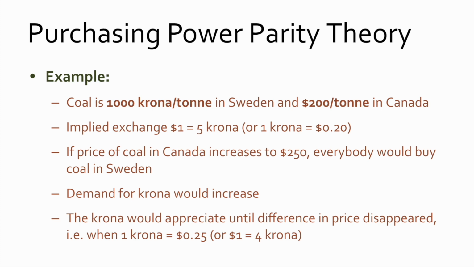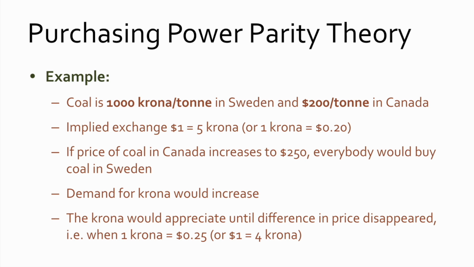So let's say, for example, coal. In Sweden it's 1,000 krona a ton and $200 a ton in Canada. So you're buying it in Sweden, or you're buying it in Canada. If we look at the implied exchange rate, then it's 1 to 5. We talked about that a slide ago. So 1 krona equals 20 cents Canadian.